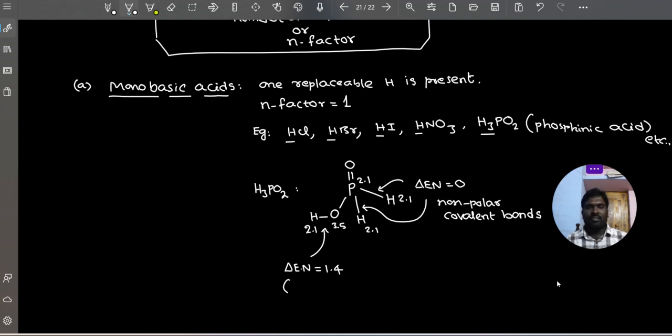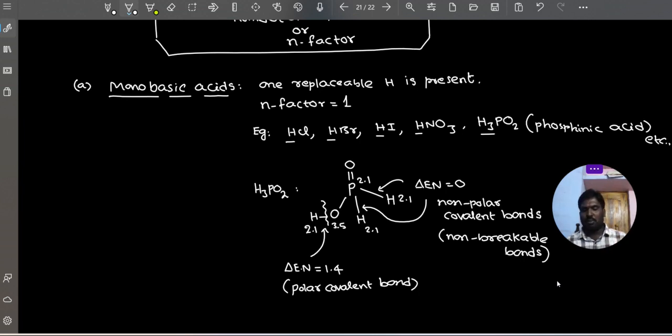But coming to the OH bond, the electronegativity difference is in between 0.7 and 1.7. Any bond having a difference approximately between 0.7 and 1.7 is called a polar covalent bond. So it is a breakable bond. But P-H bonds are non-breakable bonds. Very, very important concept. So P-H bonds are non-breakable bonds. The OH bond is a breakable, ionizable, polar covalent bond. So it can provide this hydrogen. That's why its n factor is 1. Understood everyone?